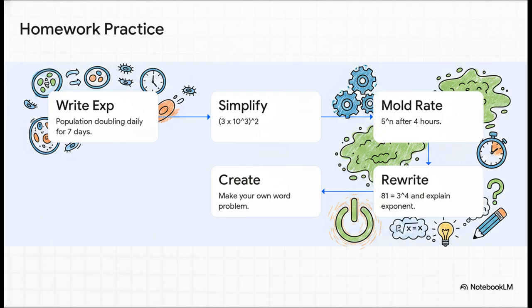Step 3, a mold spreads at a rate of 5 to the power of n. How much is there after 4 hours? Step 4, rewrite the equation 81 equals 3 to the 4th power and explain exactly what that exponent 4 represents. And Step 5, the ultimate test, create your very own word problem using exponents. Seriously, take a second, test yourself, and flex those critical thinking skills.